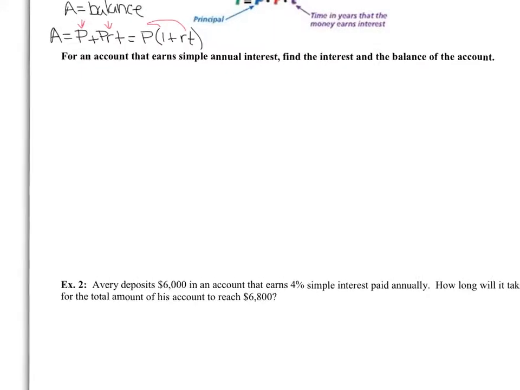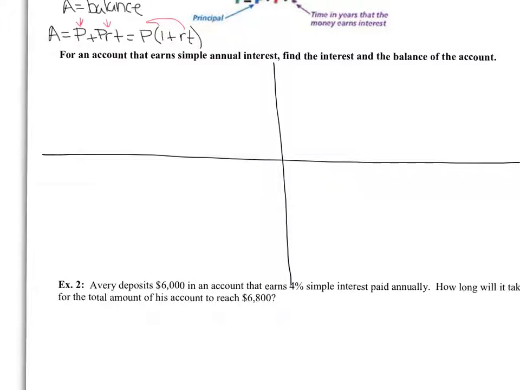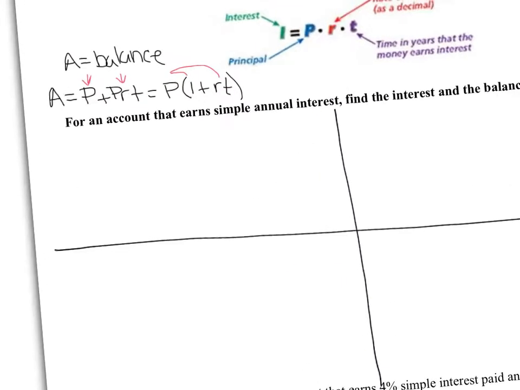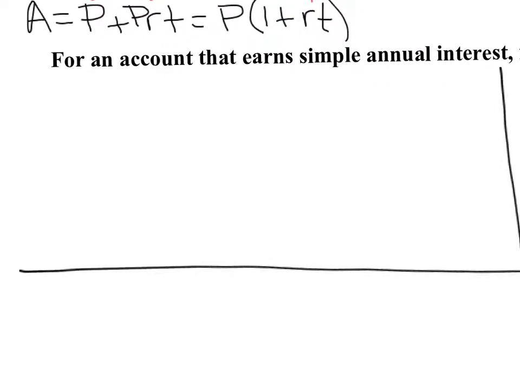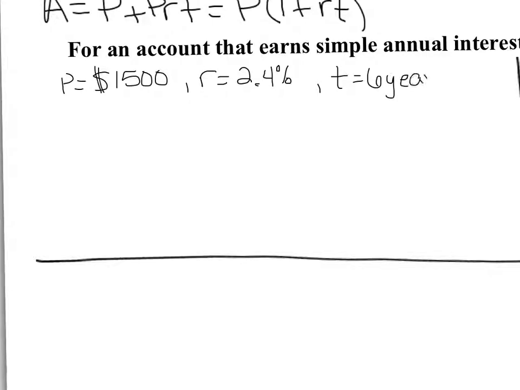So let's jump into some examples. I have 4 examples here, and we are going to be talking about an account that earns simple interest. I want to find the interest, and I want to find the balance of the account. So for the first example, I have a principal of $1,500. So let's say this is a savings account. I deposit $1,500. My interest rate is 2.4%, and I'm going to leave it in there for 6 years.